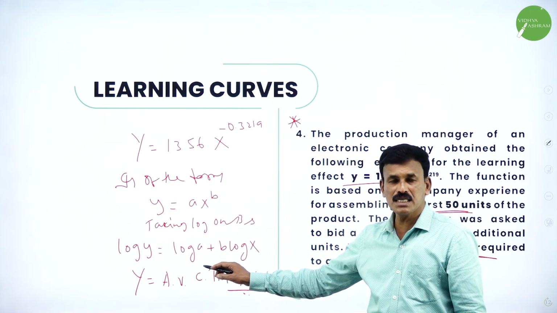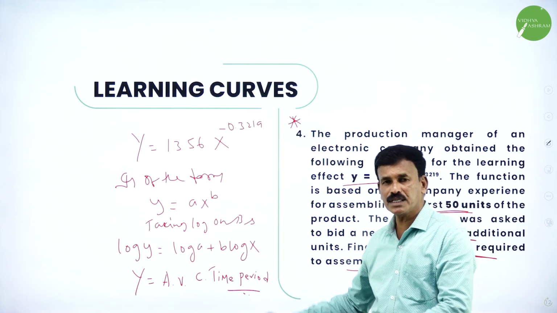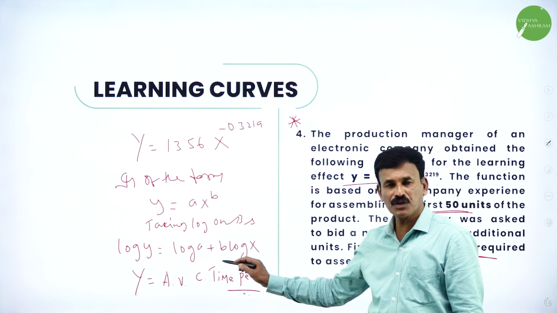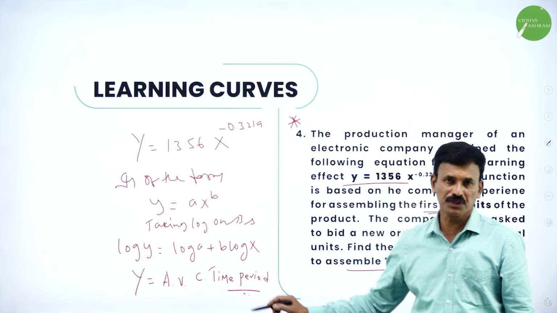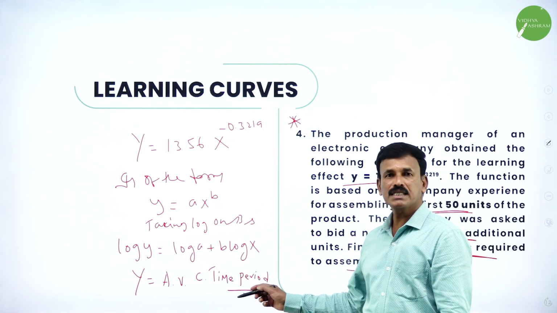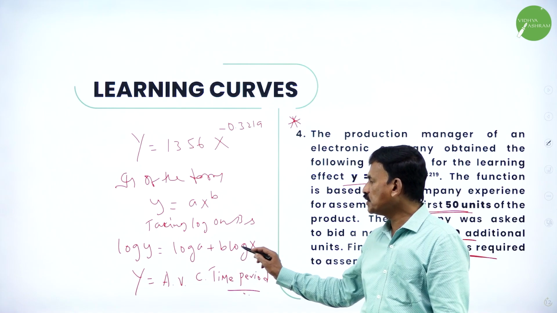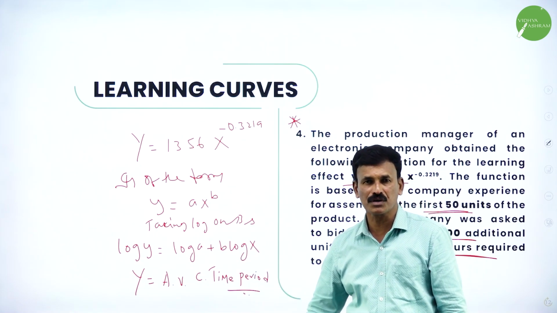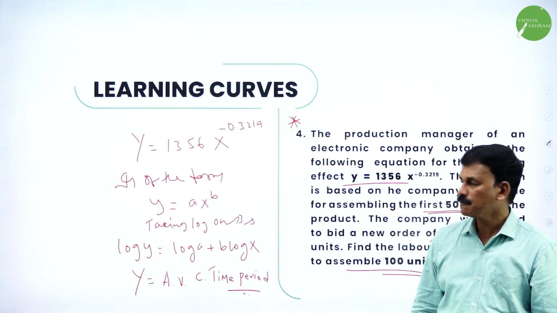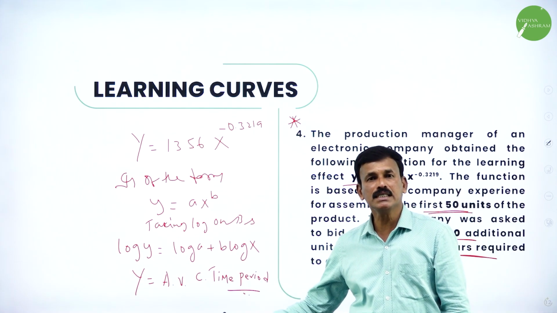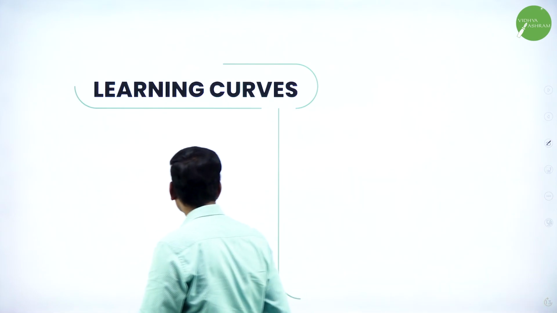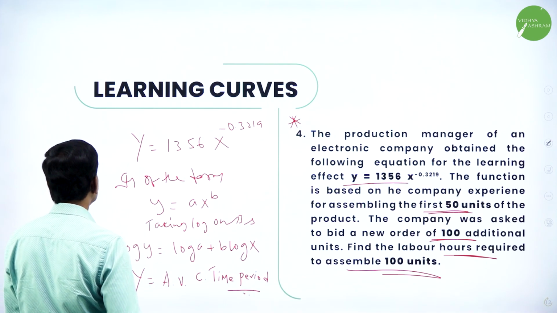A, what is A? A is the time required for one lot per unit. So what is X? X is the cumulative total number of lots. And what is B? B is the index of learning. Right. Now based on this, what is given?